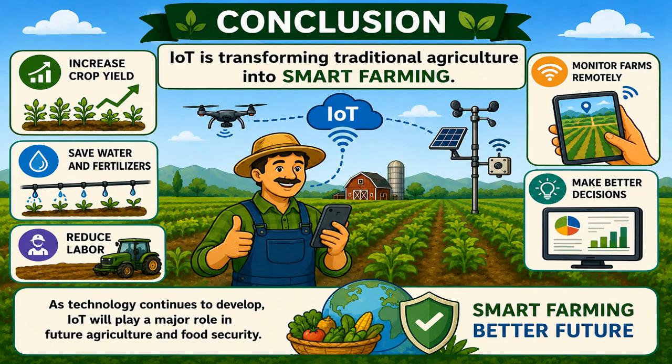So the globe and food basket at the bottom here represents the future of agriculture and food security, and the overall image here explains that IoT makes farming smarter, more efficient, more productive, leading to a better future for farmers and agriculture.